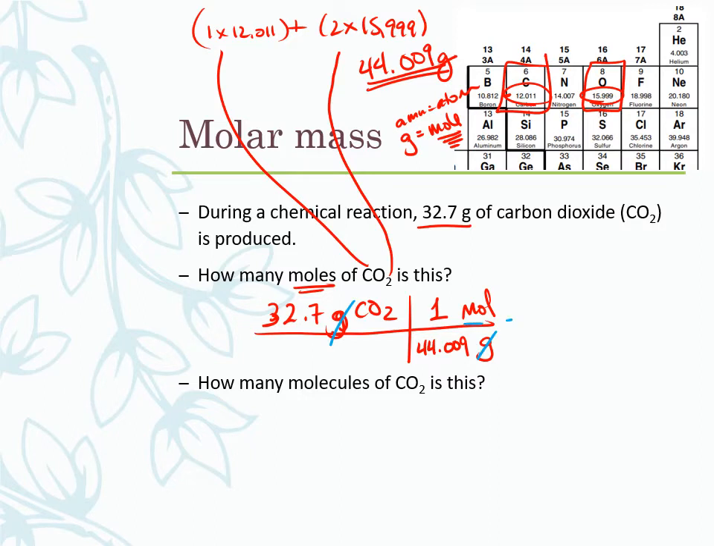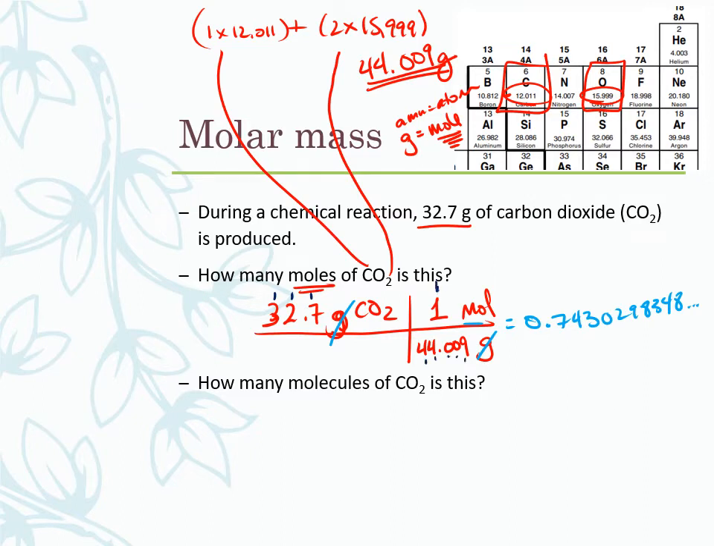I'm left with moles. We're going to get out our calculator, and we're going to do 32.7 times 1 divided by 44.009, and our answer is 0.74302983848. So many digits. I'm going to keep how many sig figs? 1, 2, 3. Or 1, or 1, 2, 3, 4, 5.